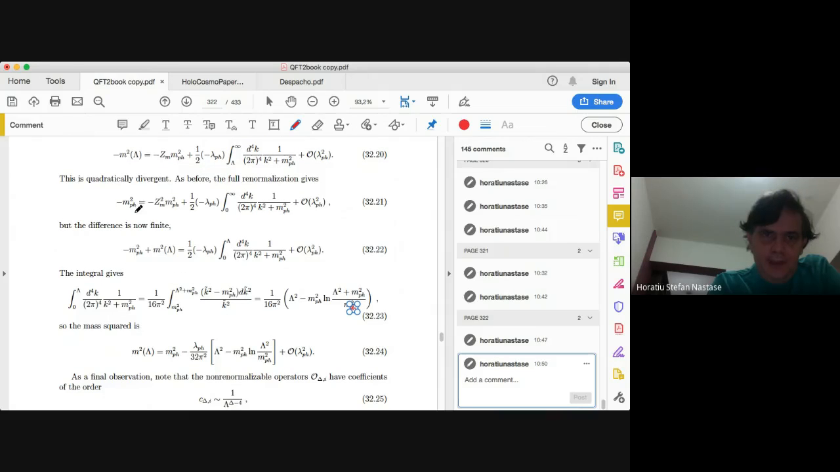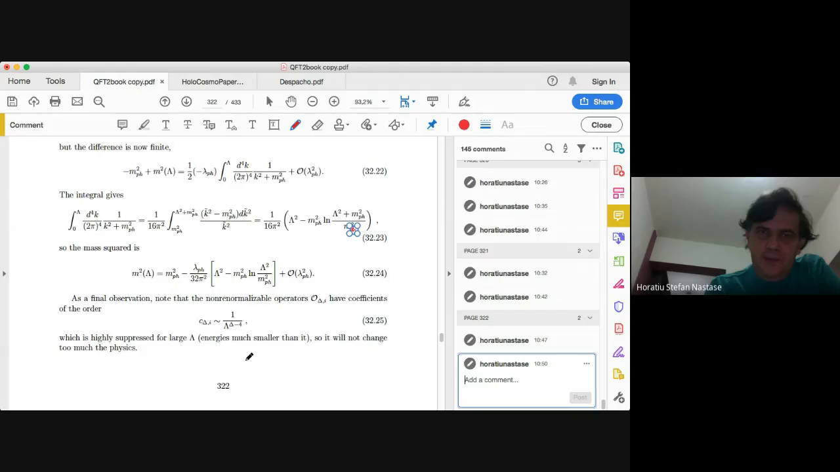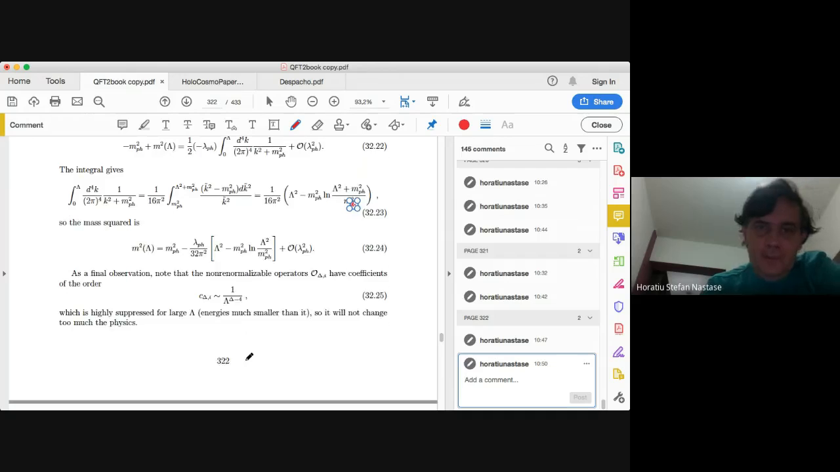So then finally, I have that m² at lambda is m² physical minus lambda physical over 32 pi squared times this integral: lambda squared minus 5 m² physical log lambda squared over m physical squared. Okay, so we've calculated all of the coefficients in the Wilsonian effective action. So we can observe that the dimension is, as I said, 4 minus delta.